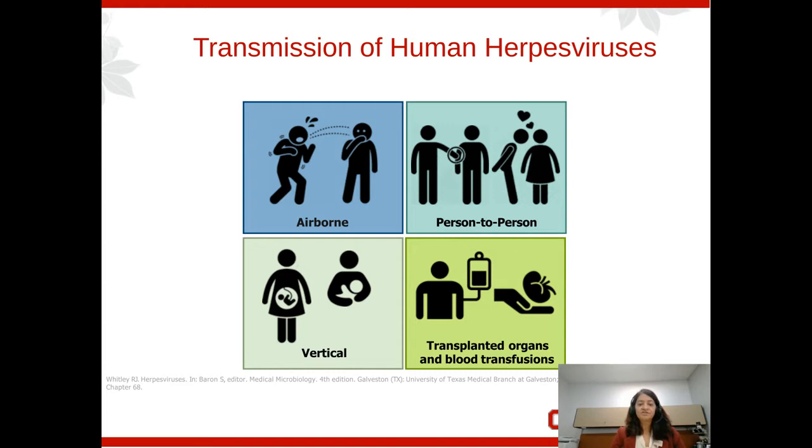Now, with regards to transmission of human herpes viruses, this nice pictorial talks about transmission occurring through airborne transmission, person-to-person transmission, close contact, vertical transmission from mother to baby, and also transplanted organs and blood transfusions. So there are several modalities by which one can acquire these herpes viruses.